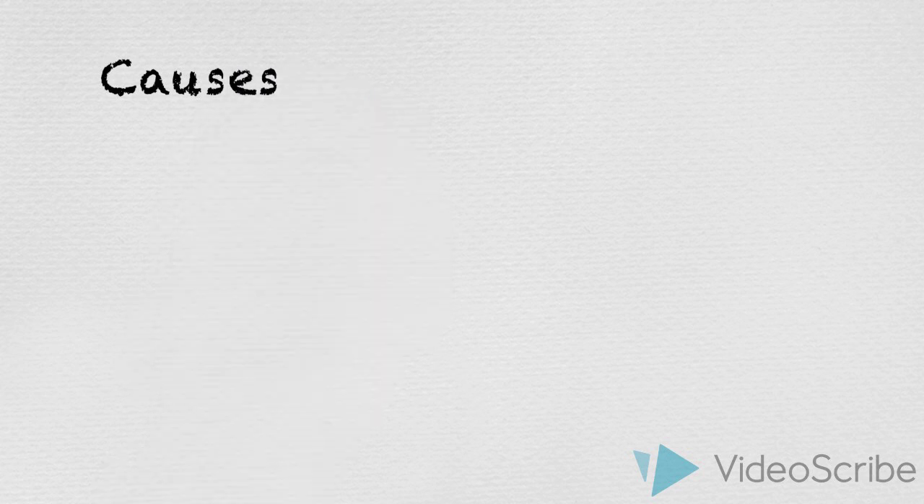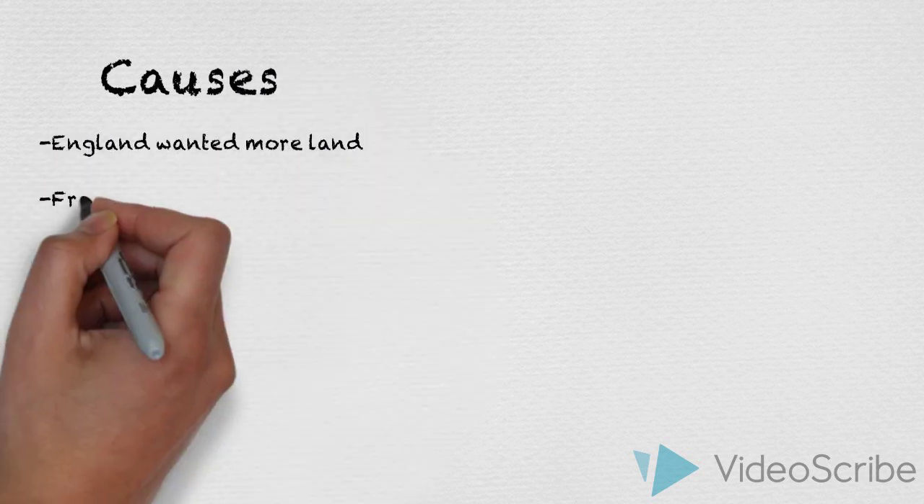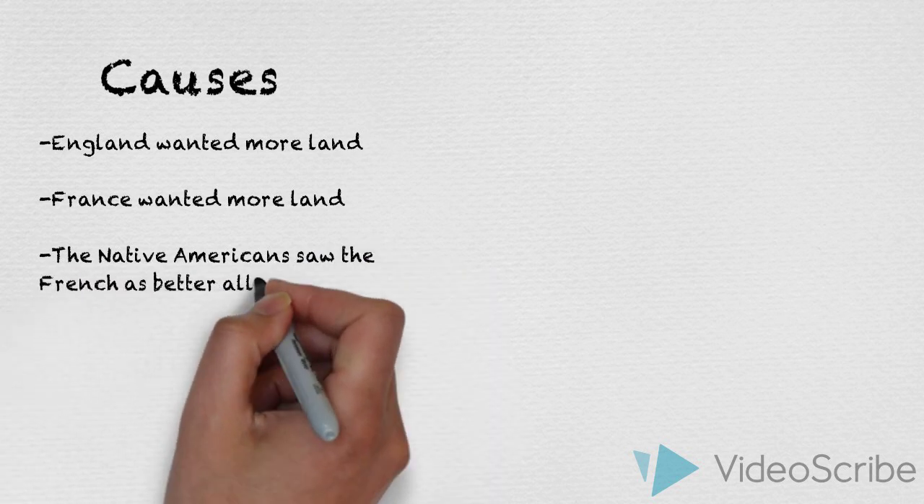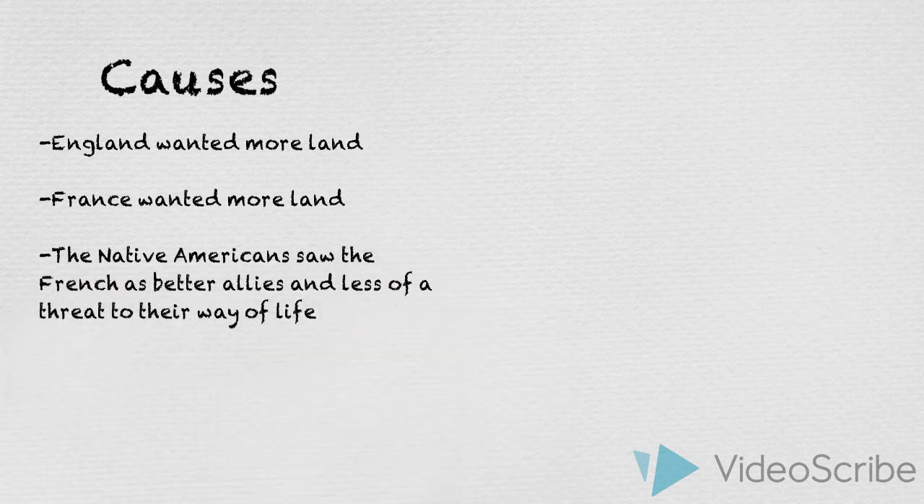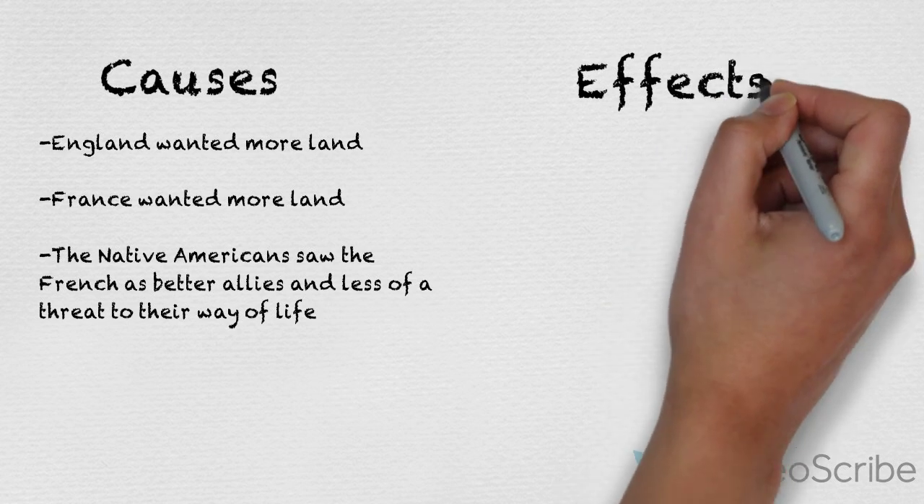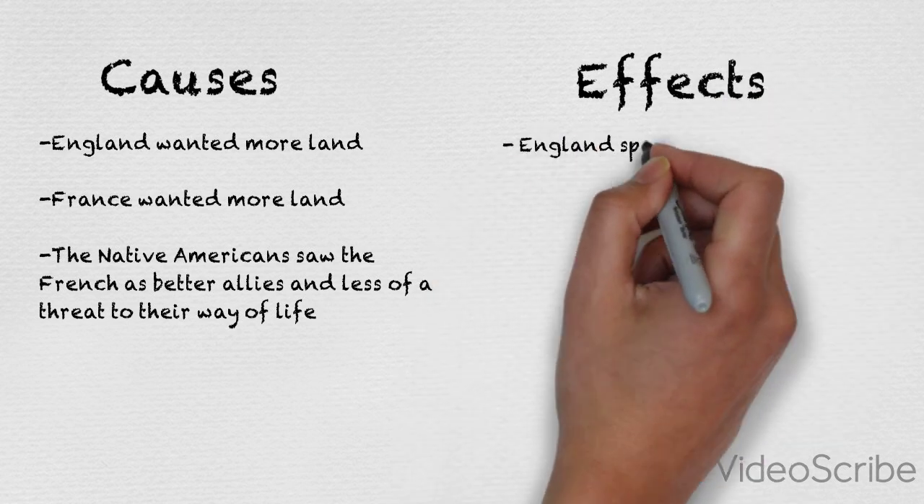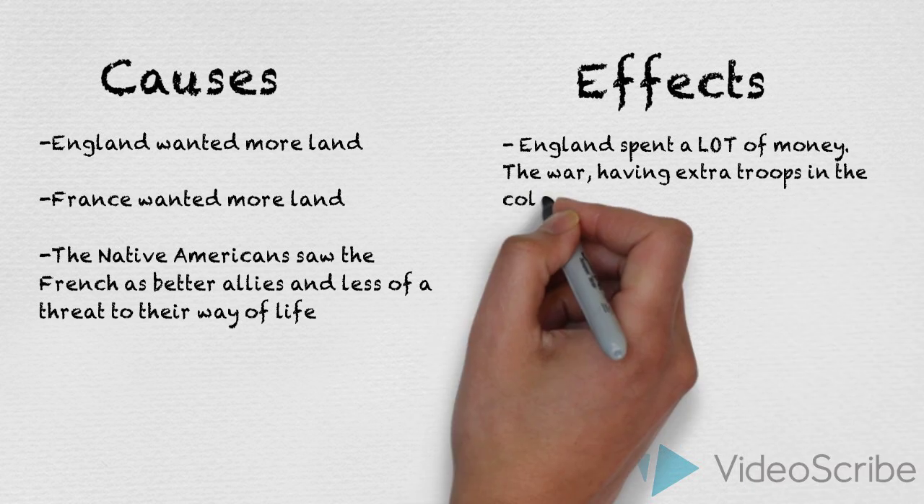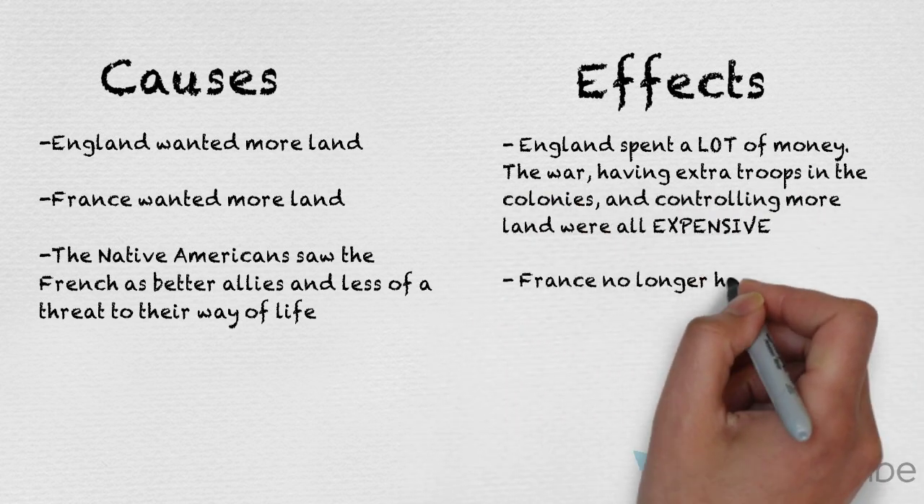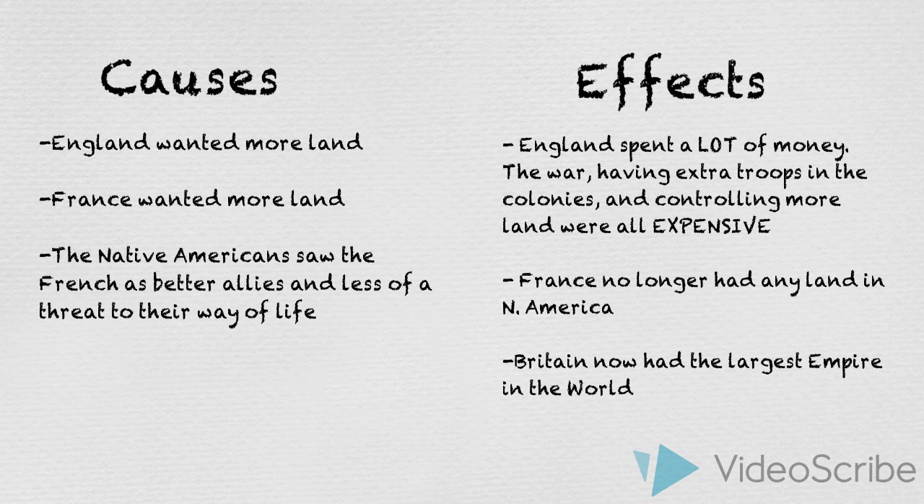So I just want to review the causes and effects of this war because it's really important to American history. So really it was caused because England wanted more land and France wanted more land, and Native Americans really saw the French as better allies and less of a threat to their way of life. Now, after all the fighting, the effect of the war was that England had spent a lot of money on the war, and they had extra troops in the colonies, and they were controlling more land, and all of that was really expensive. France no longer had any claims to the land in North America, and Britain was now the largest empire in the world.